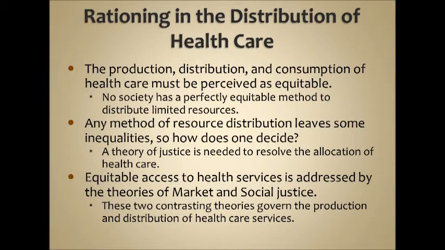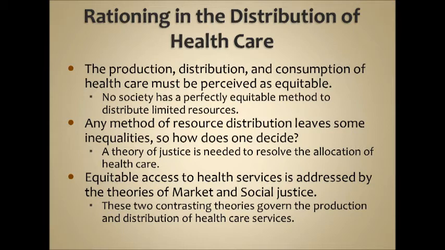The production, distribution, and consumption of healthcare must also be perceived as equitable by our whole population. Obviously, no society can be perfectly equitable, but their population has to buy it, right? They have to feel that it's fair. Any method of resource distribution leaves some inequities, so how do you decide? A theory of justice is needed to resolve the allocation of healthcare. So you have to base how you ration out healthcare on some sort of ethical theory, otherwise you probably don't believe it's very fair. So equitable access to health services is addressed by the theories of market and social justice.